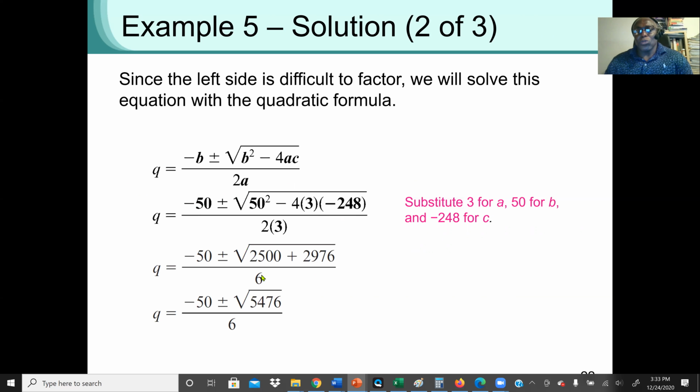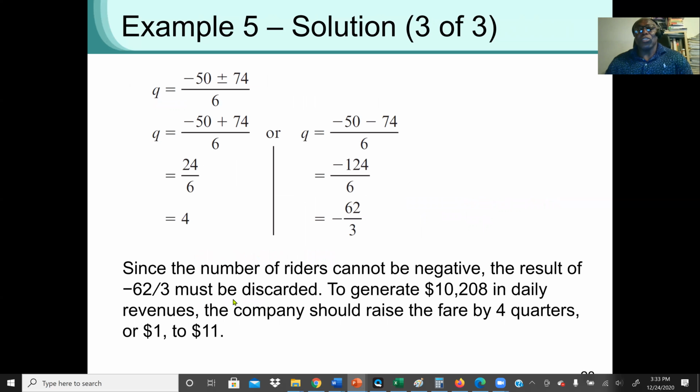We solve this again using a calculator. We get minus 50 plus or minus the square root of 5476, over 6. The square root of 5476 gives us 74. Now we have minus 50 plus or minus 74. First, minus 50 plus 74 over 6, my final answer is 4. Now minus 50 minus 74 over 6, my final answer is minus 62 by 3.